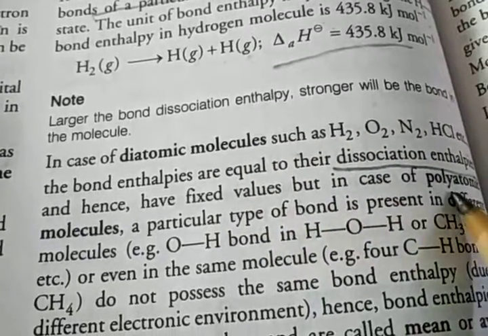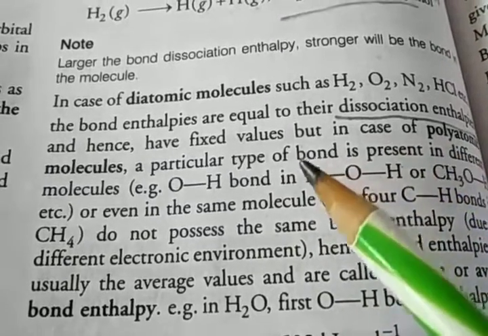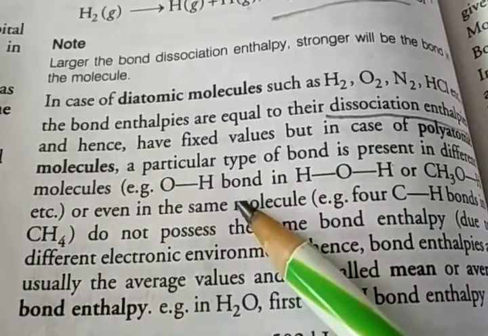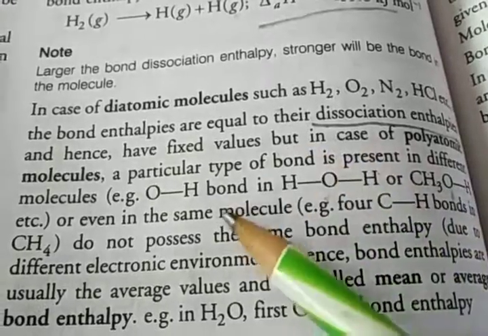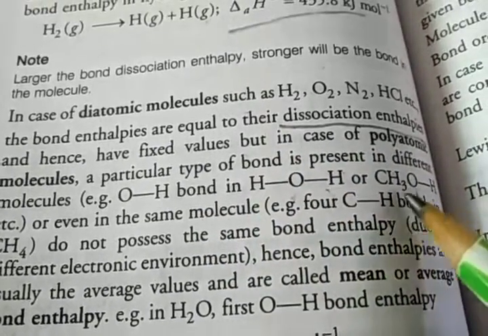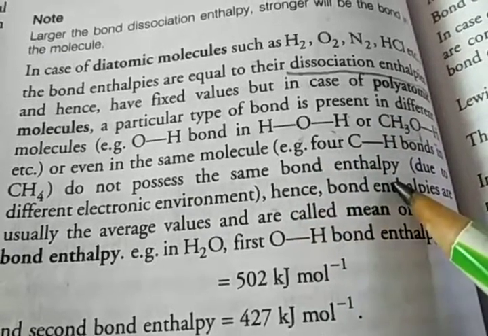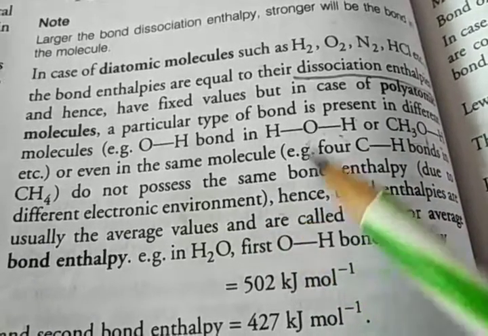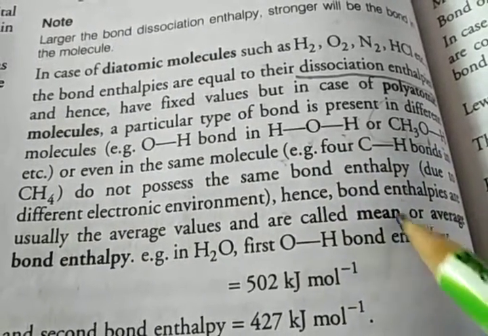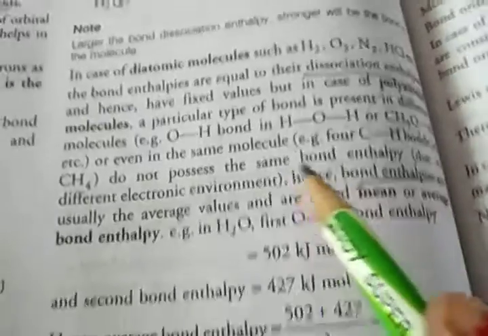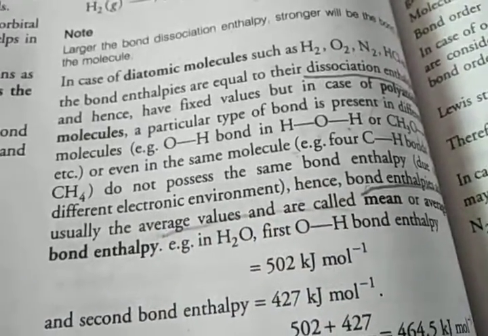But in the case of polyatomic molecules, a particular type of bond is present in different compounds. Like here, the OH bond in water and in CH3OH. So the OH in H2O and the OH in methanol do not possess the same bond enthalpy. The reason is different electronic environment: here water, so hydrogen, here methyl group. So bond enthalpies are usually average values, called mean or average bond enthalpy.